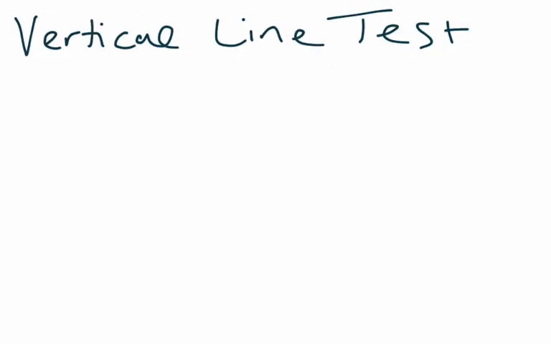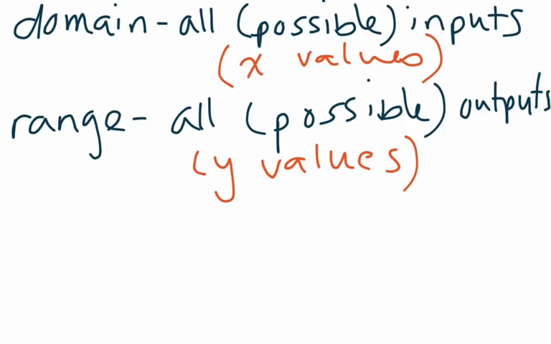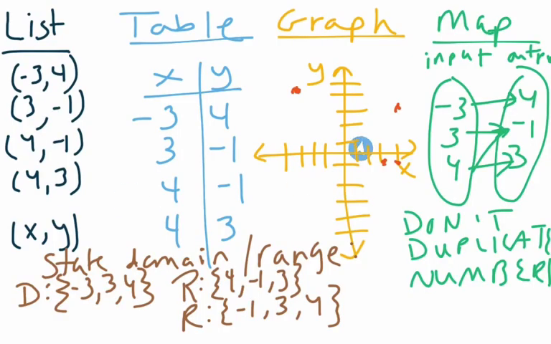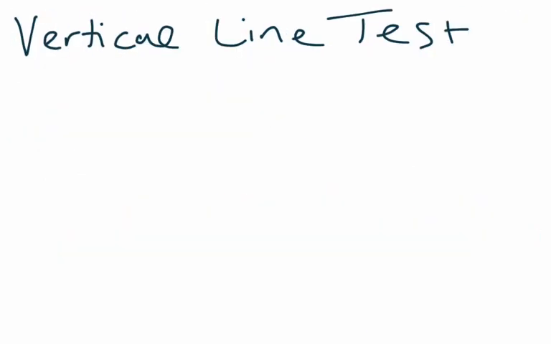So let's talk about the vertical line test. I want to reason through this so that the vertical line test isn't just something that you do, it's something that you understand. In all of these, you'll notice how we're showing the relations: the list of ordered pairs, the table, and the map. If we're going to depict our relation as a graph, we actually have another tool we can use to figure out if it is a function. So think about this.